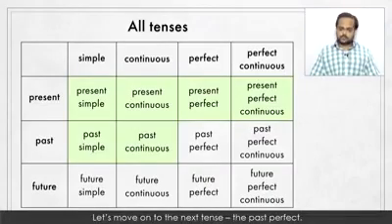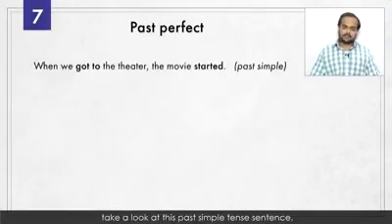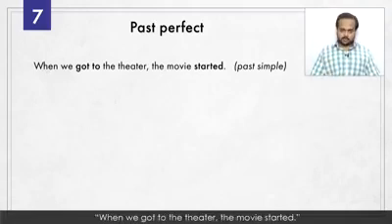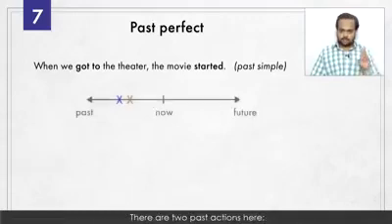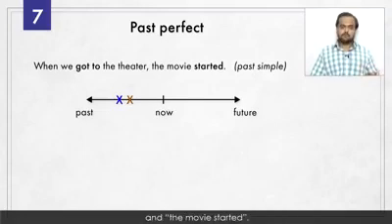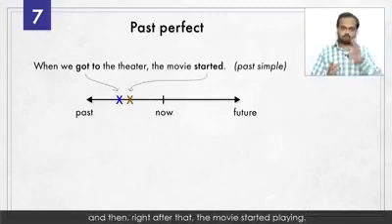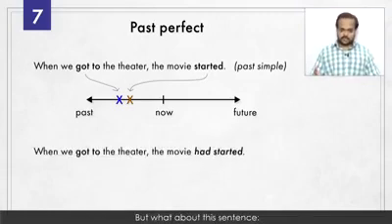Let's now move on to the next tense, the past perfect. Before we talk about this tense, take a look at this past simple tense sentence. When we got to the theater, the movie started. There are two past actions here. Got to the theater, which means we arrived there, and the movie started. You can see in the timeline that we got to the theater first, and then right after that, the movie started playing. But what about this sentence?